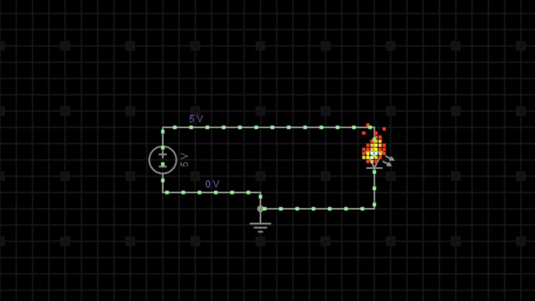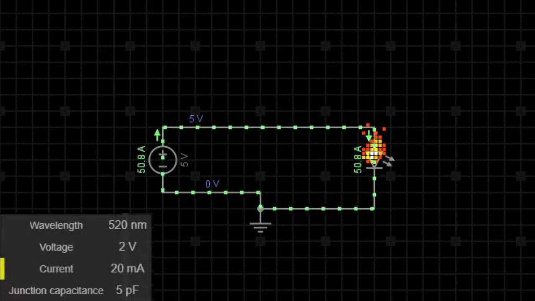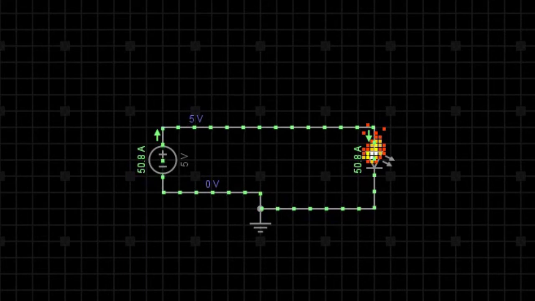Let's run it. We've just blown our LED up, and the reason is, if we click on the LED and view its properties, we can see that this LED's voltage drop is 2 volts. That's the voltage the LED requires, and to light up, the current it draws at 2 volts is 20 milliamps. So we're supplying 5 volts to a 2-volt LED, and that's bad, because it's drawing way too much current, so it has just blown up.